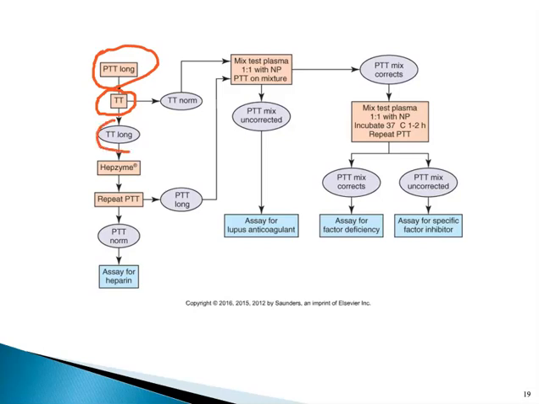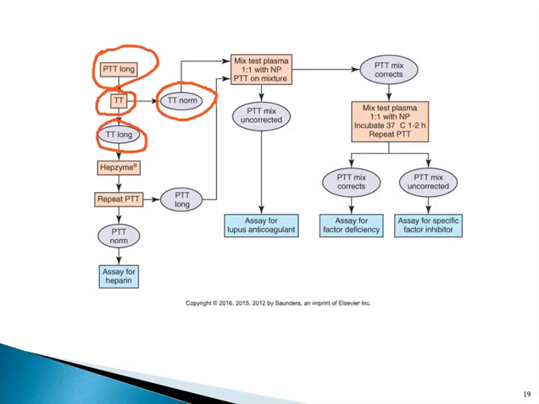Okay, so let's stop right here. If after a prolonged APTT you run a thrombin time and it comes out normal, then that means that we can rule out heparin, and then we can move on with our test and do our mixing study. However, if your thrombin time is long or prolonged, then there's a high chance that there's heparin in the sample.